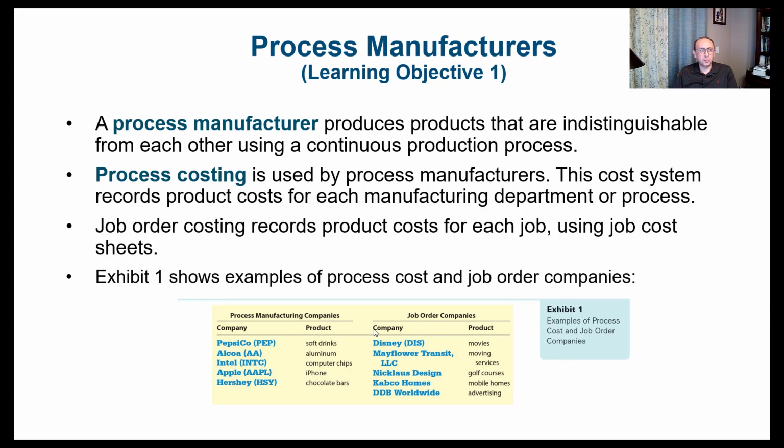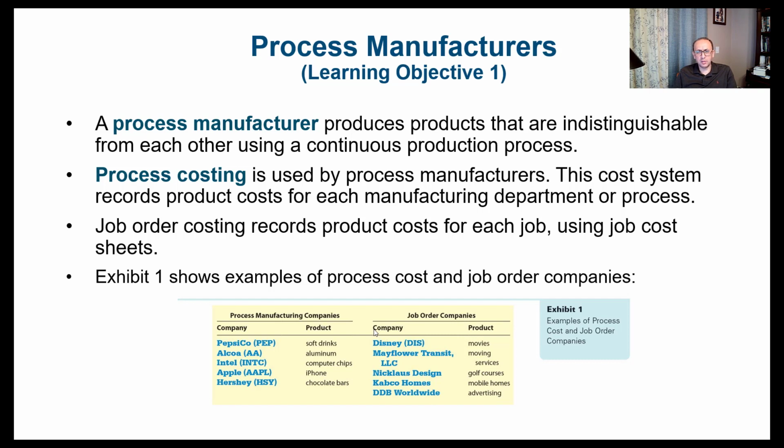So the first thing we want to understand is what is a process manufacturer compared to a job order manufacturer. A process manufacturer produces products that are indistinguishable or cannot be differentiated from each other using a continuous production process. So process costing is used by process manufacturers. This cost system records product costs for each manufacturing department or process.